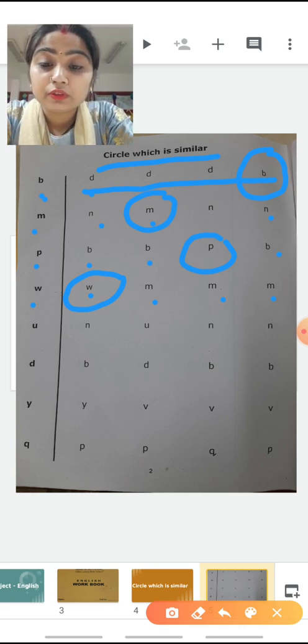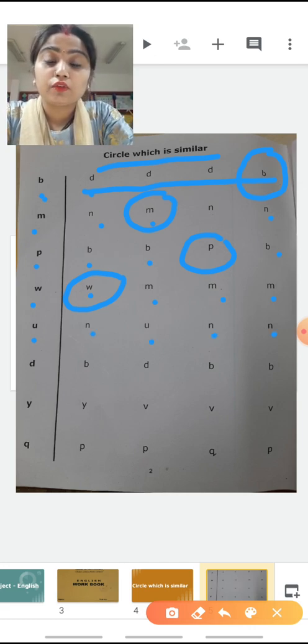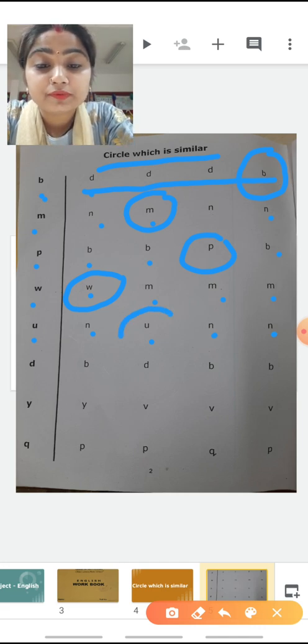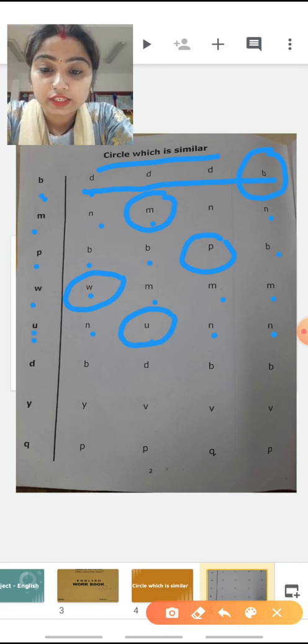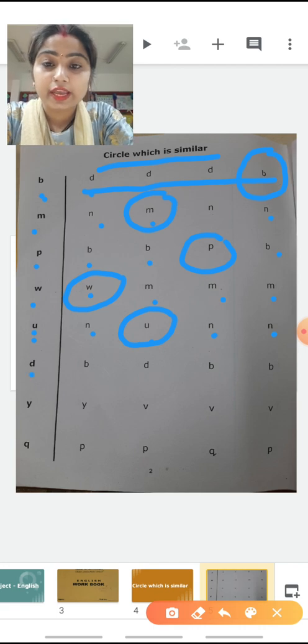Now next is U. The letters given here are N, U, N, N. So what are we going to do? We are going to circle U, because U is similar to U. Now the next letter is D.